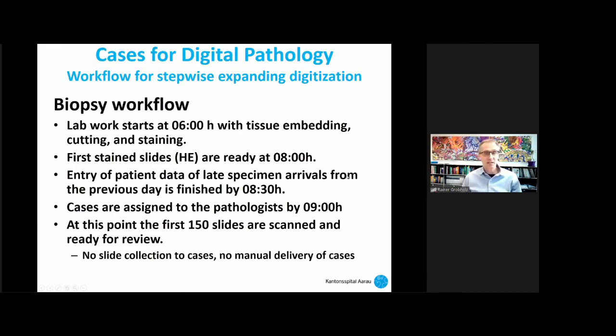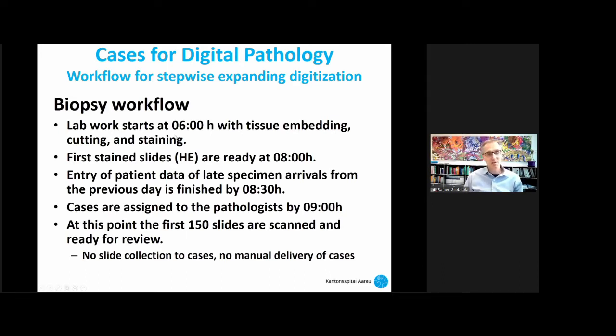So how can we deliver digital pathology to the pathologists? Even if you have your equipment set up very well, you cannot start 100% from one day to the other. So what you want to do is bring your staff into that digital workflow. And we designed a biopsy workflow.